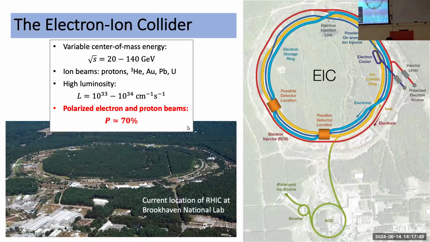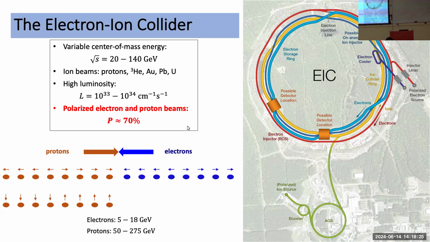So this will be the machine. It's going to be a collider colliding ion beams, protons, helium-3, gold, lead, uranium, with electrons. I would actually add deuterons here already, because we can also make them. Deuteron is a spin 1 particle, so it will add information about the spin structure. The luminosity is there, 10^34, and we want beams with high polarization. Both beams should have in excess of 70% polarization.